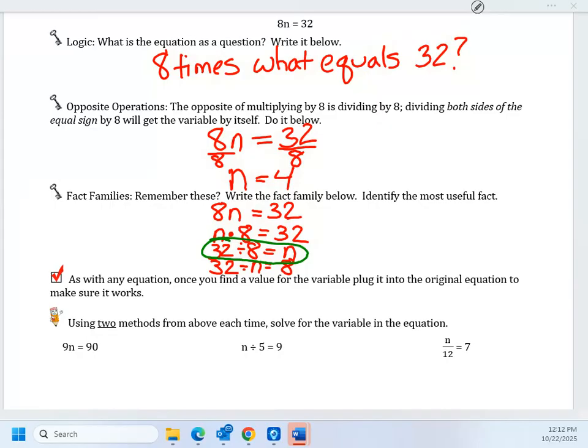8 times what equals 32? 8 times 4 equals 32. So it doesn't matter which method we use, we get the same answer. In the future, we will be using opposite operations, because it won't be easy, right? You won't be able to just ask the logic question and know the answer. So that's why we're practicing it.